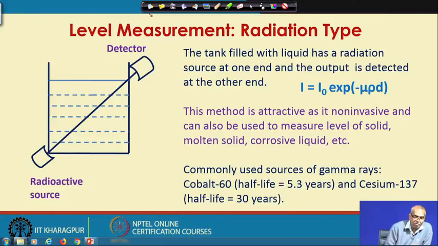So, you can have various radioactive sources at various levels, and by detecting the intensity from a particular source, you can find out the level in increments.